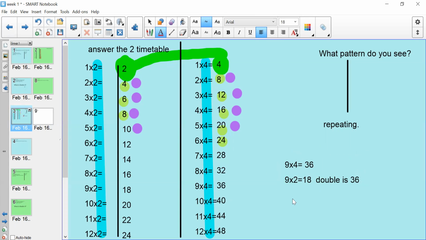And the same with, say we had 6 times 4. That can be quite tricky to learn. But if we say to ourselves, okay, I know my 2 times table really well, so 6 times 2 is 12. So I know by looking at the patterns that the answer to 6 times 4 is going to be double 12. So double 12 is 24. This is just a strategy that you can use when you are working out your 2 or your 4 times table.